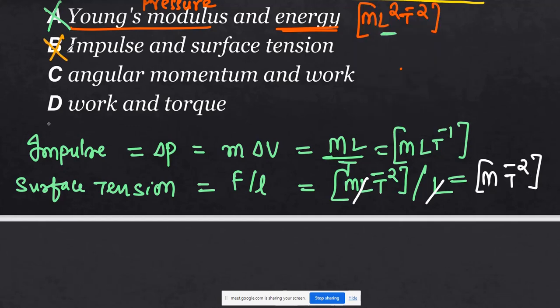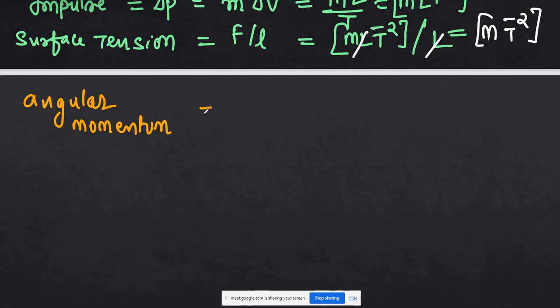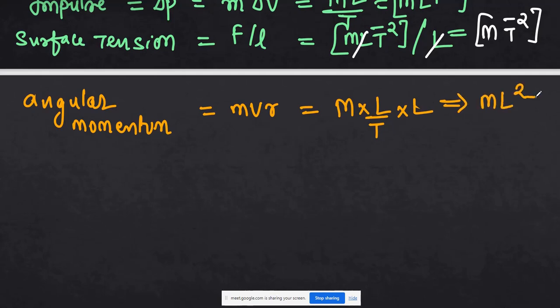Now angular momentum and work. What is angular momentum? Linear momentum is m into v. Angular momentum is m into v into r. M is mass, velocity is distance by time, r is radius, that means length L again. What is the dimensional formula now? M L square T power minus 1, right?